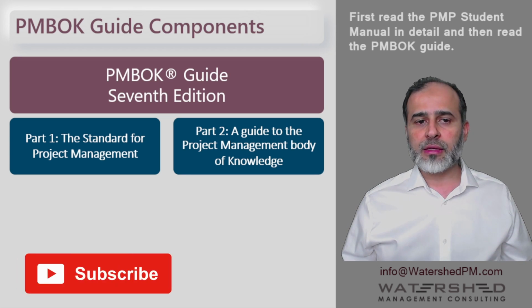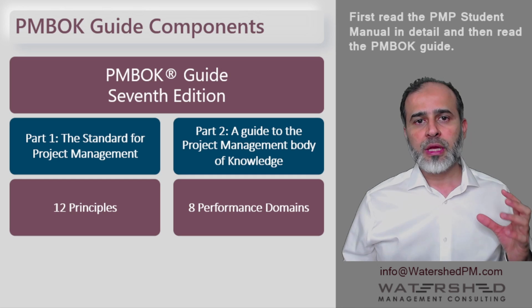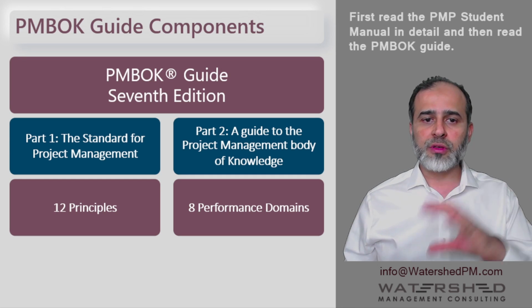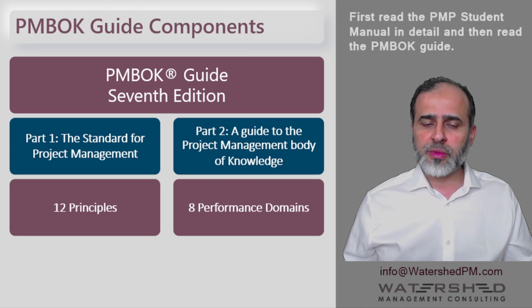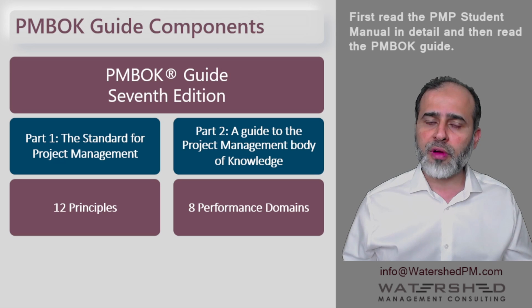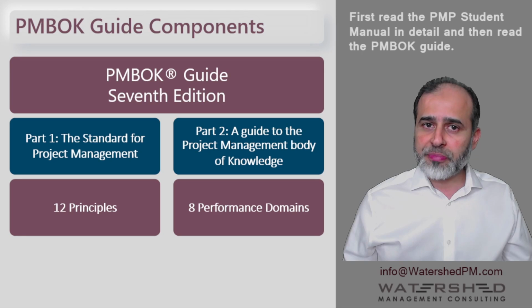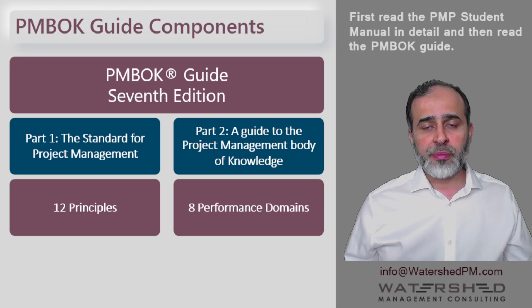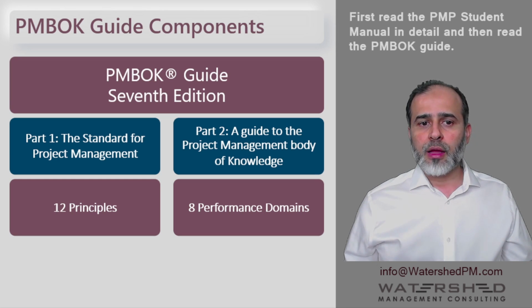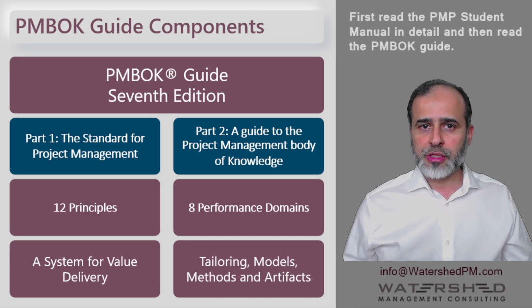So the basic content of part 1 is that it's got 12 principles, and those 12 principles, which are in part 1, primarily govern what the 8 performance domains are. By and large, the 8 performance domains are a reflection of what you will find spread across the PMP Student Manual. So the 12 principles are meant to guide the behavior of the project team as the 8 performance domains are executed. And in addition to these two components, there's a chapter that talks about a system for value delivery.